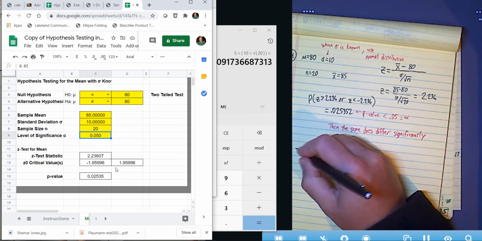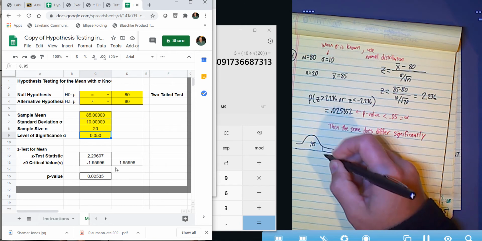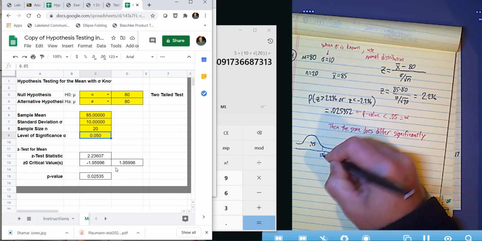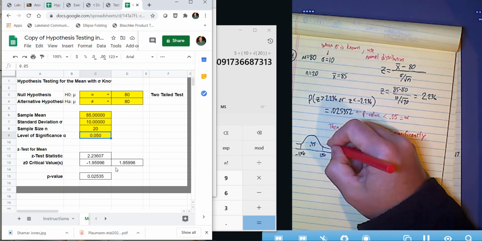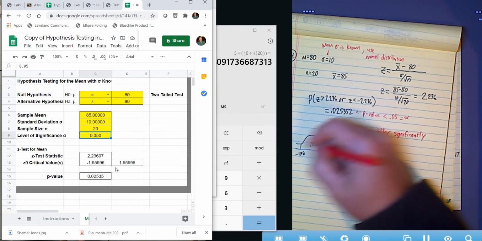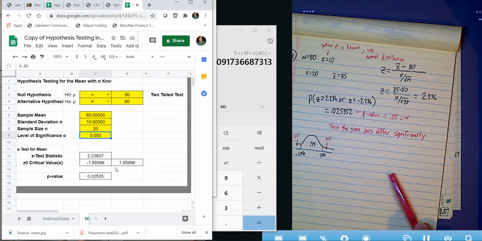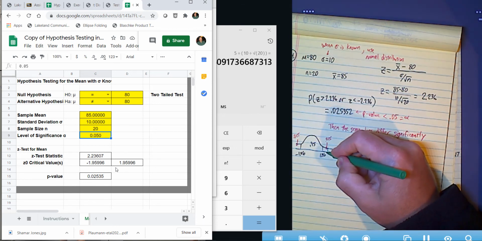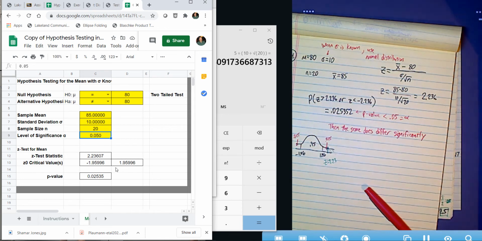So again, the picture is 95% of the area. It goes between 1.96 and negative 1.96. You've seen this picture before. So that means there's another 0.025 out here and another 0.025 out here. 5% is my alpha. So the z-score ended up being 2.23, and so that's in the critical region. And so the p-value would be this area, which is only 2%.